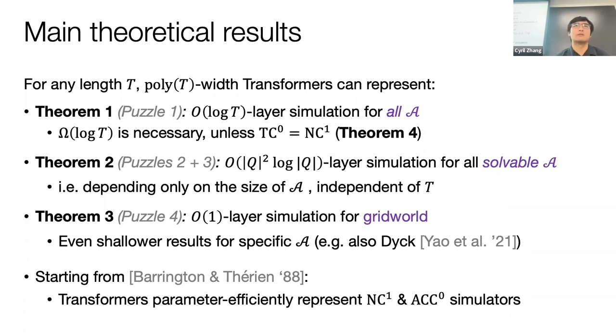And theorem 3 seems to be new. It seems to be an even more efficient construction for this class of automata than the ones guaranteed by these generic factorization theorems. And it seems to maybe come from the fact that we are studying this new continuous circuit complexity class of transformers.